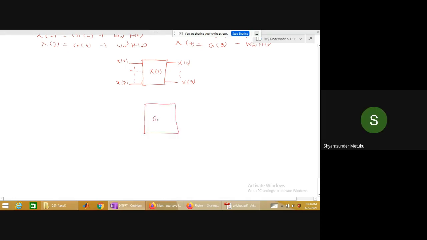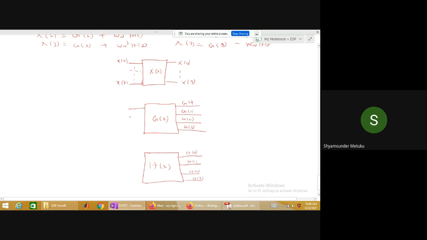This is my g of k. This is my h of k. You only told, right? This is capital G of 0, capital G of 1, capital G of 2, capital G of 3. This is capital H of 0, capital H of 1, capital H of 2, capital H of 3.